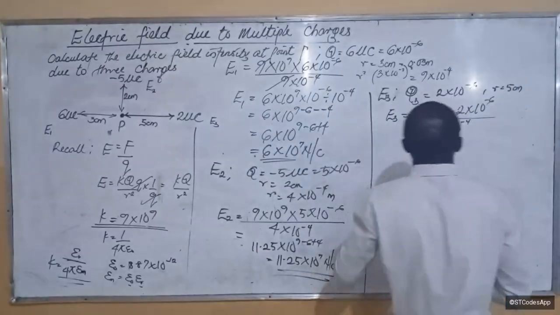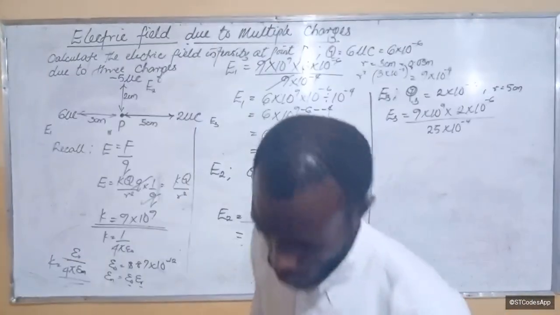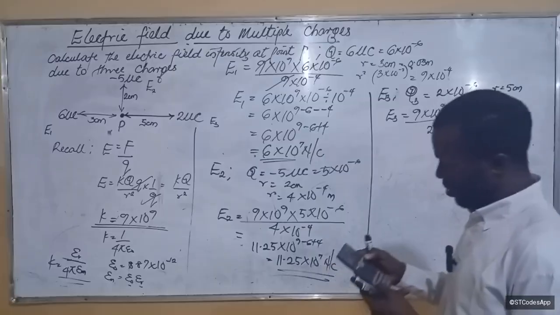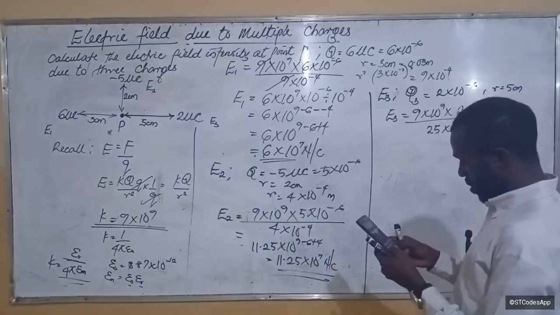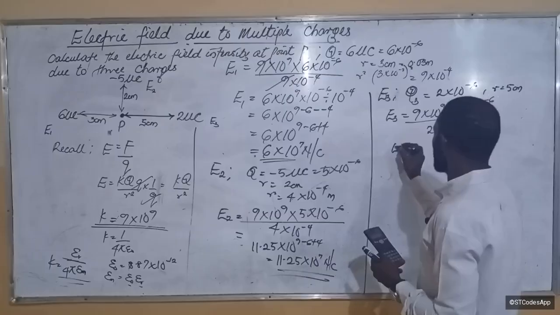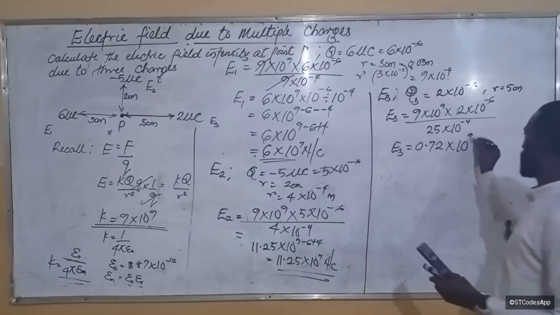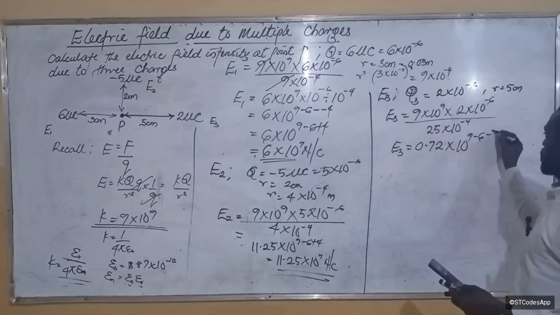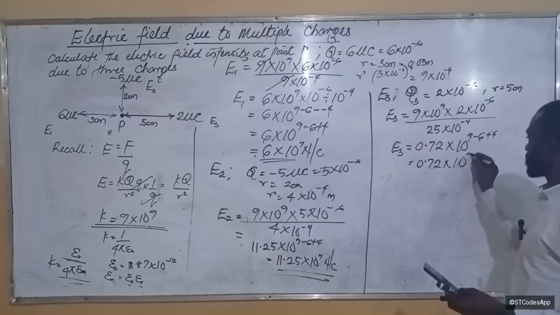Alright. So 9 times 2 is 18. 18 divided by 25. Let's use our calculator here. 18 divided by 25 gives us 0.72. So we have E3 becomes 0.72 times 10 to the power 9. The same sequence repeats itself, plus 4. So we have 0.72 times 10 to the power 7.